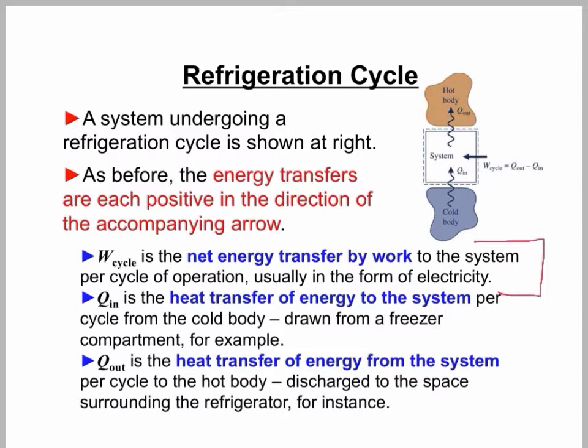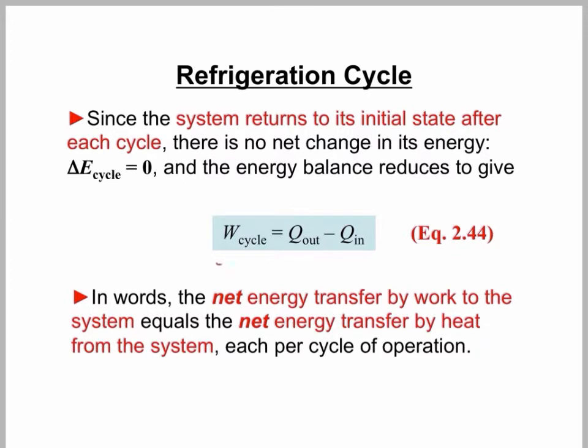Our Qin in this situation is the cold body. This is our Qin, and this is our Qout. Our form of work is now the Qout minus the Qin. Note, for the power cycle, we had the Qin minus the Qout. But in this situation, we have the Qout minus the Qin. Therefore, the work for our refrigeration cycle will be negative.